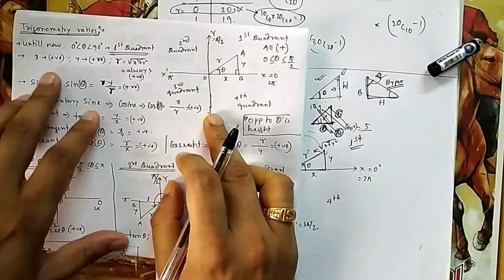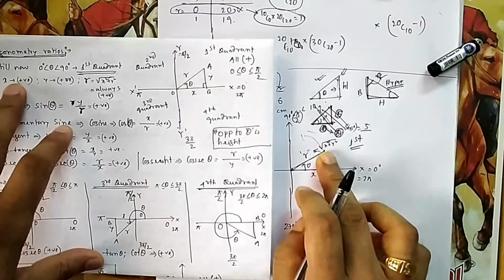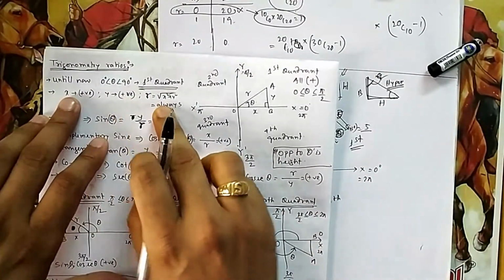Now let me see. In the first quadrant your x is positive, because this side is positive. In normal coordinate geometry this height is also positive. So positive, positive, and your r we always take positive.